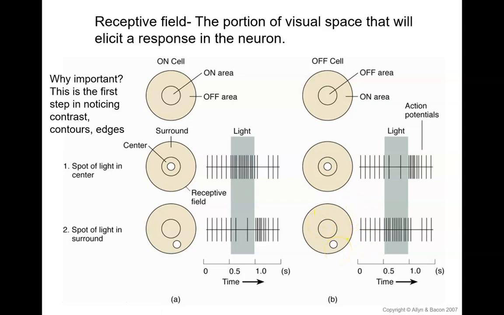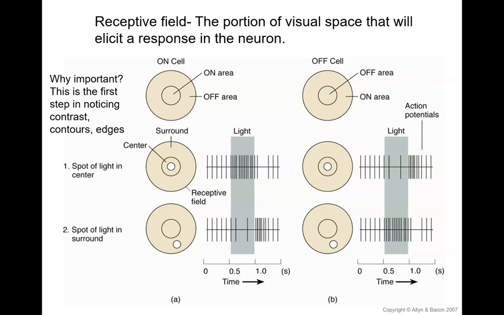Now again, why do we have these fields? As I have mentioned, this is the first step in noticing differences in contrast. If you want to be able to identify objects or see objects in your visual environment, you have to be able to notice the contours and the edges of objects. And oftentimes, contours and edges of objects and being able to separate an object from a background is going to be by noticing changes in contrast, shifting from dark to light.